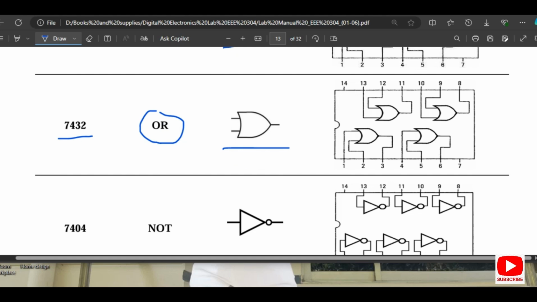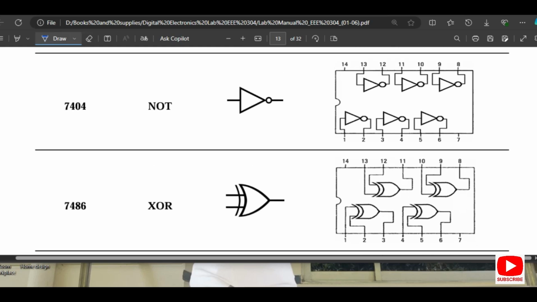Basically all of the ICs have 14 terminals. Pin number 14 is connected to VCC or plus input, and terminal 7 is connected with the negative VCC or minus input. Basically the ICs can operate at a voltage of 5 volts. We should not apply more than 5 volts. We have to use them around 4.5 volts to 5 volts.